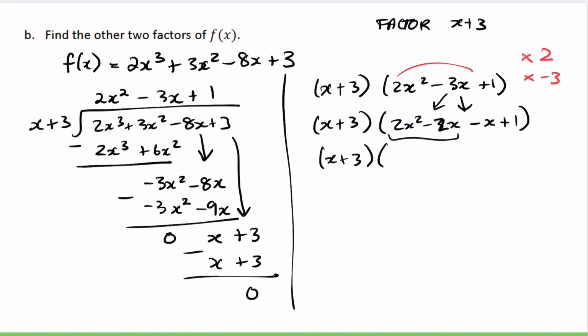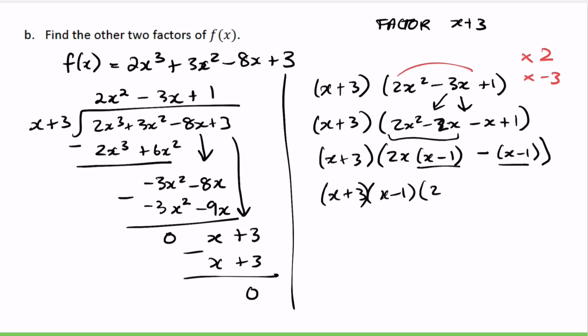Factorize by grouping. I'm going to take 2x out, so that'll be x minus 1 left over. I'll then take the negative out, that'll leave x minus 1 again left over. These two are a common term, so that's x minus 1 and 2x minus 1 as our leftover. So when it says find the other two factors, they are going to be x minus 1 and 2x minus 1.